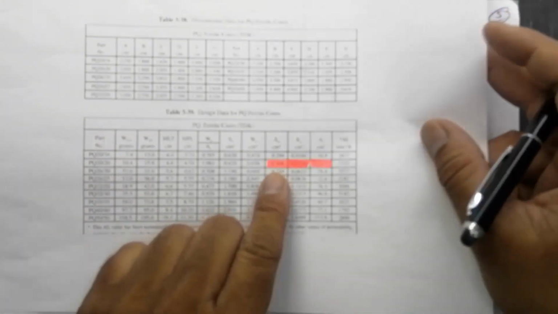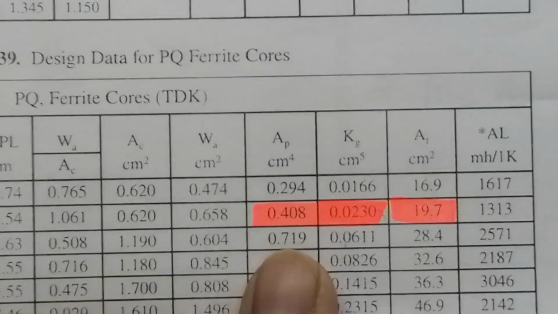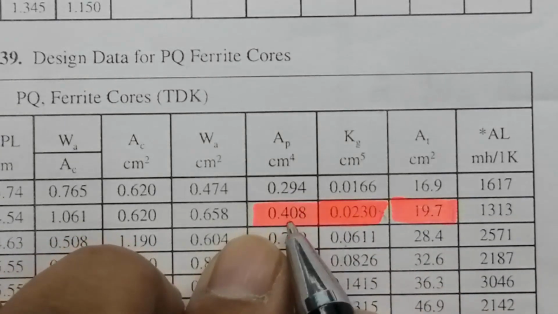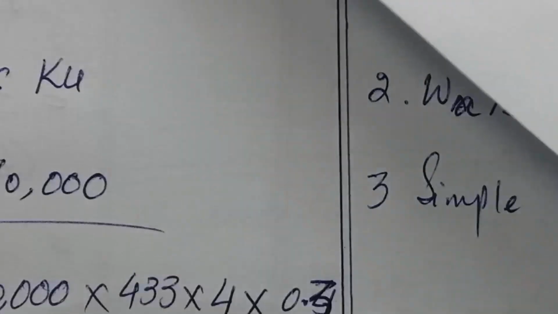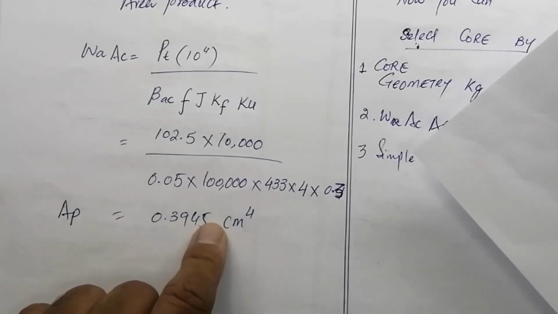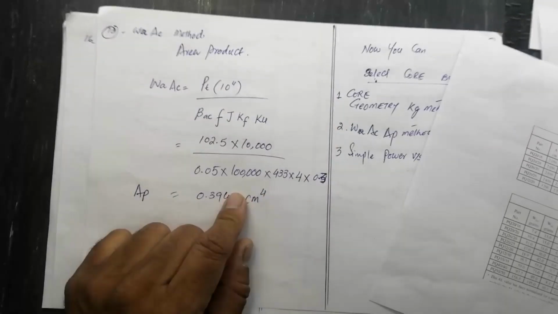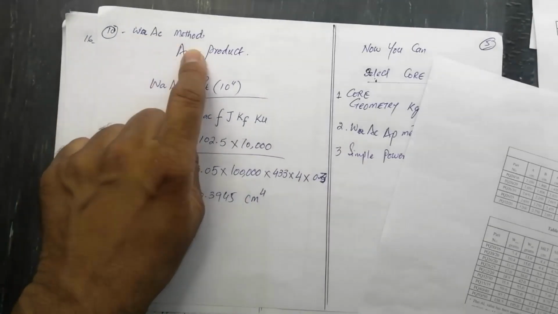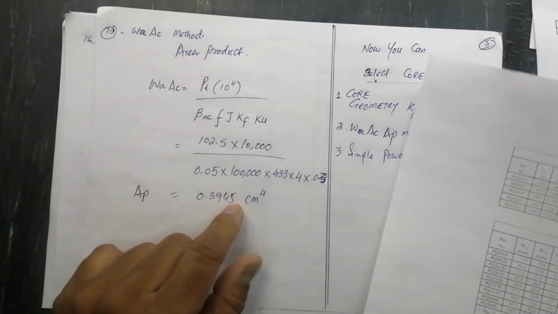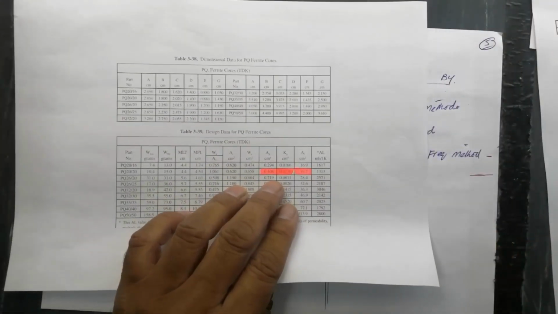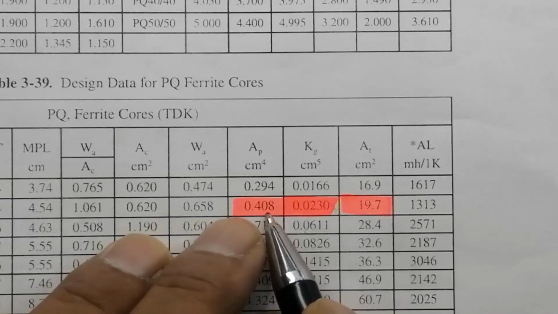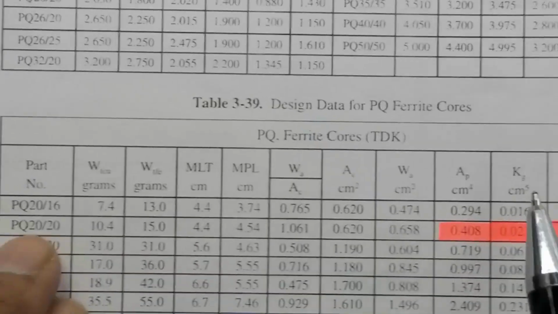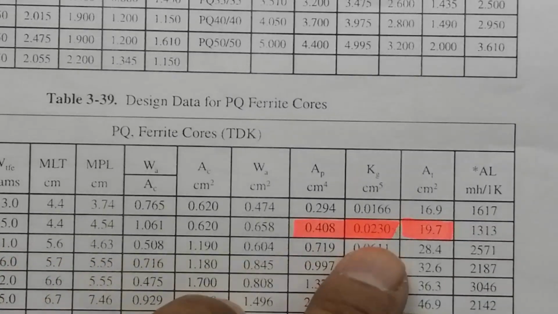If we go to this chart again, if we use the AP method, area product method, that is 0.408, and here our calculation is 0.3945. If we use this AP method, the window area and cross-sectional area product method, that is 0.3945, and in this way we will receive 0.408. The same, we will find the same core, PQ2020. We have to select this core.